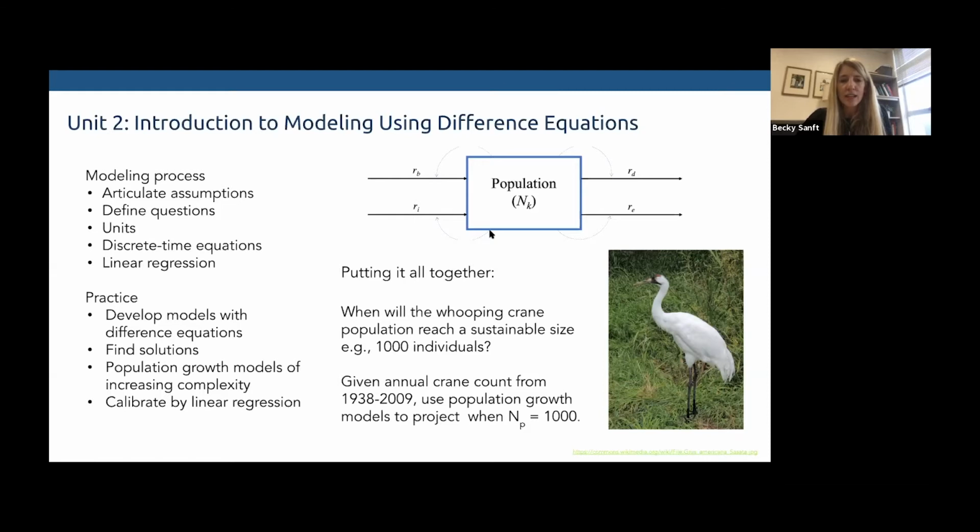So each unit has a background section that goes through a lot of practice, and then we have a culminating exercise at the end. This one is on whooping cranes, where they go from the start, from formulating the model through making a prediction in this case. And that's the other thing. We also emphasize the uses of models, for understanding, predicting, and control.